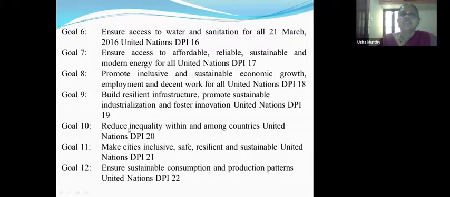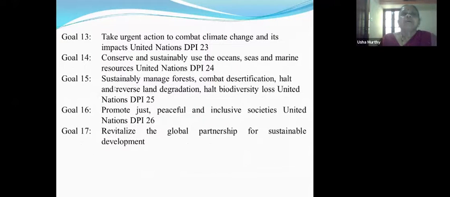Goal number 10 includes reducing inequality within and among countries, and making cities safe. Goal number 12 says to ensure sustainable consumption and production patterns. Goal number 13 says to take urgent action to combat climate change, which is very important in the present day. The next ones are to conserve and sustainably use oceans, seas and marine resources, and to sustainably manage forests, combat desertification and land degradation, and halt biodiversity loss. Then goal number 16 says promote peaceful, inclusive societies. Then goal number 17, global partnership for sustainable development. So these are the 17 goals.